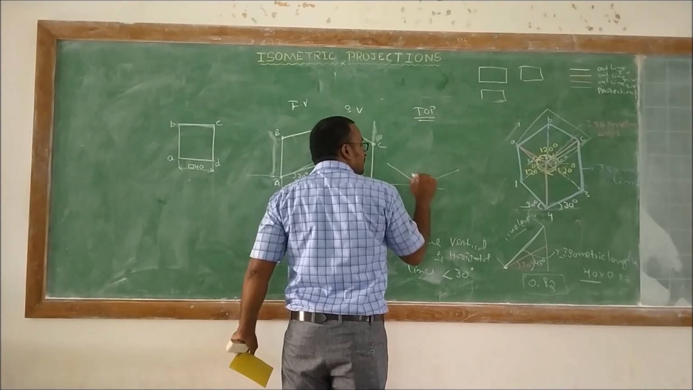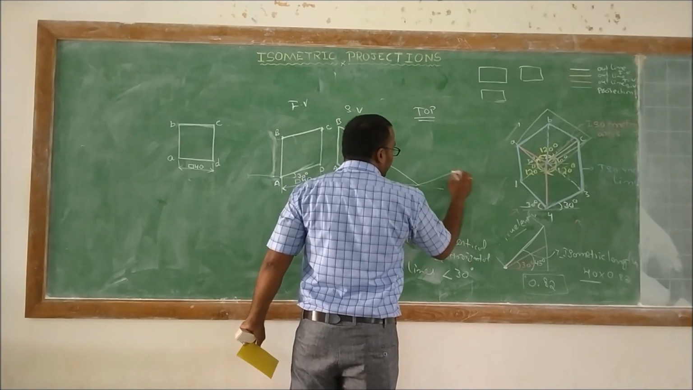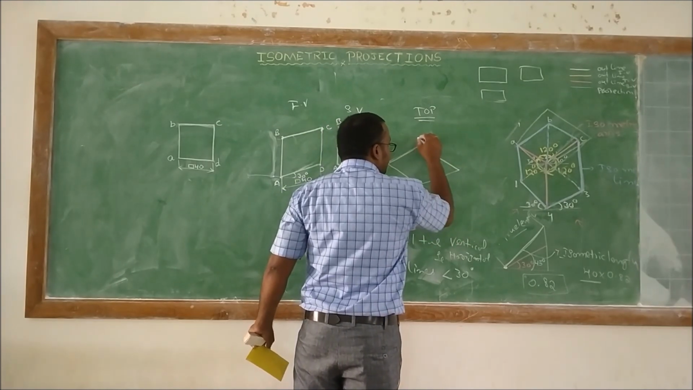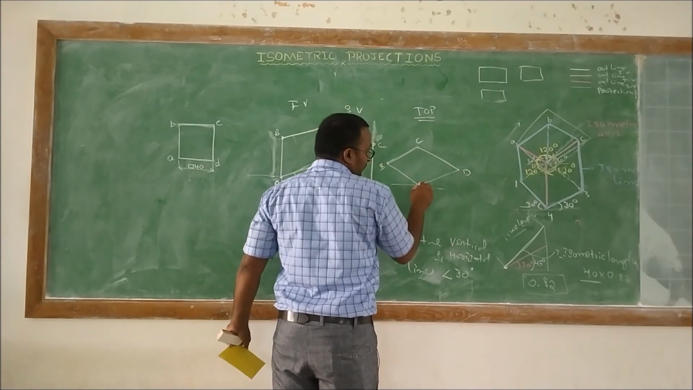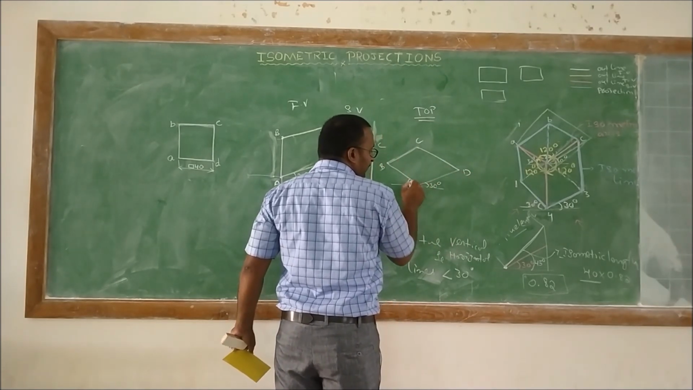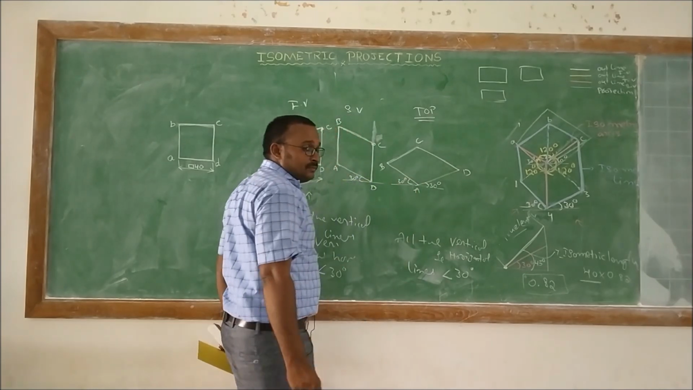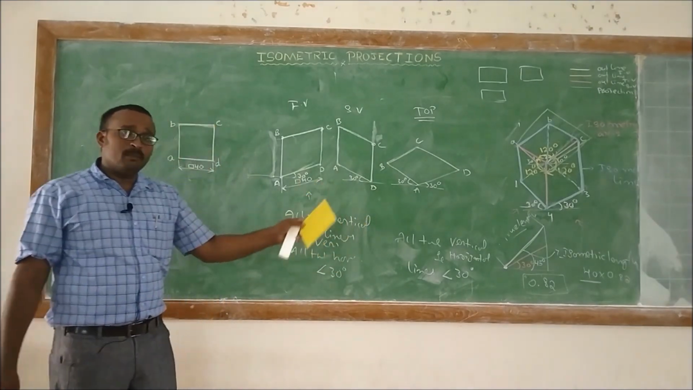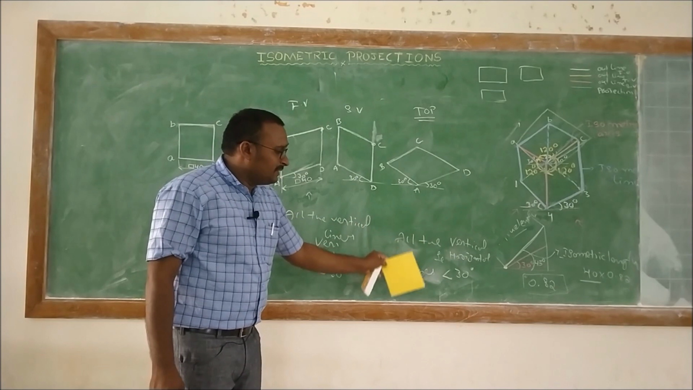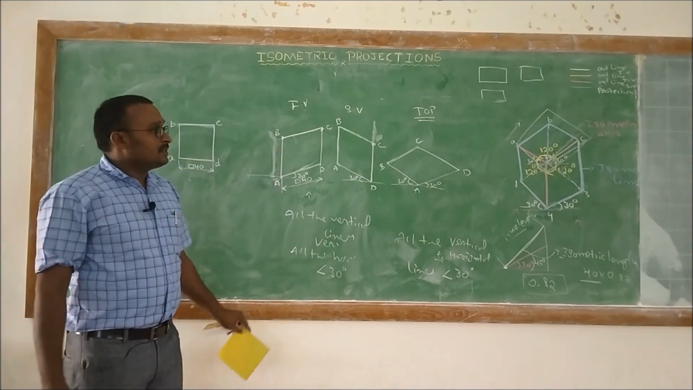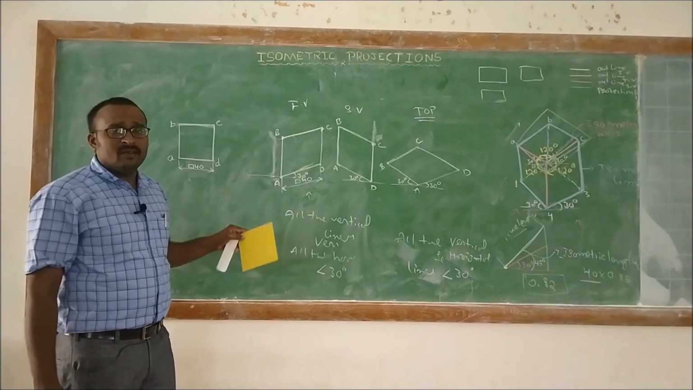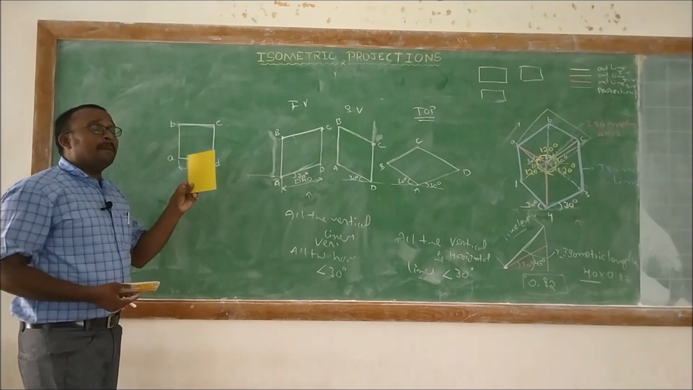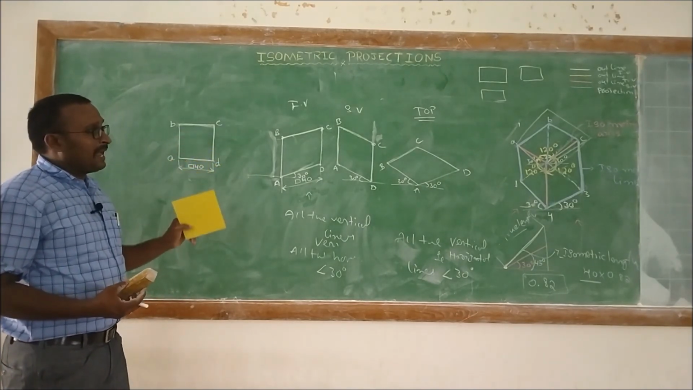So here it is A, B, C, D. Right? Here there will be a 30 degrees inclination line and here there will be a 30 degrees inclination. Right? So this is the top view. All the vertical lines and the horizontal lines should be inclined at an angle of 30 degrees to the ground. Right? So this is the way we need to draw the front view, top view and side view of the given square plane figure.